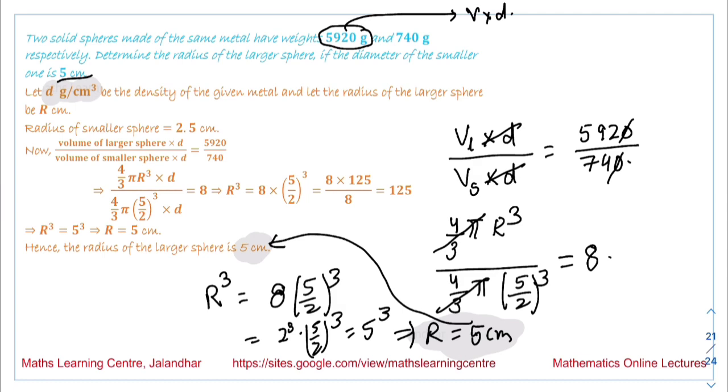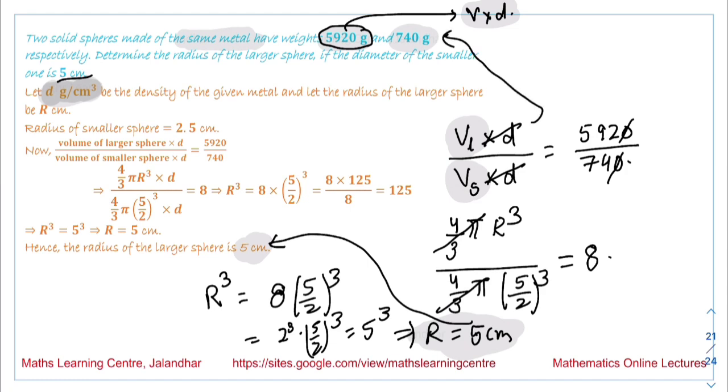What we have used here is that they are made of the same metal. It means their density is the same, and weight is volume into density. In both cases density is the same, so V_L over V_S, the ratio of the volume of the larger sphere to the volume of the smaller sphere, is just the ratio of the two weights given here.